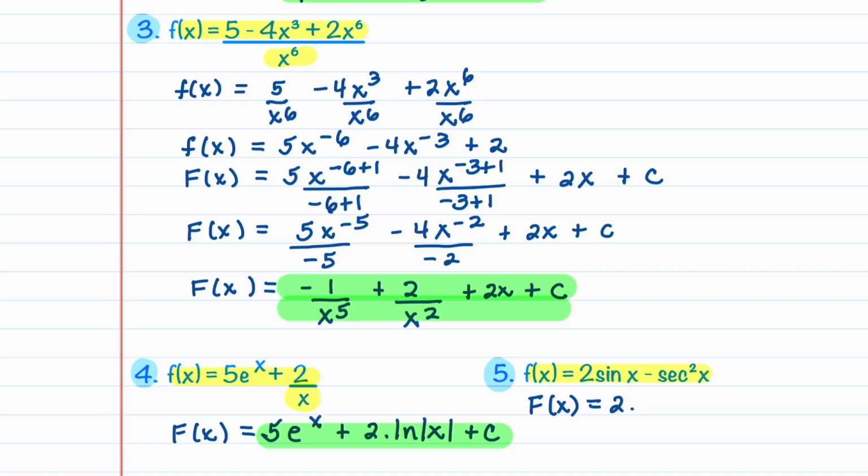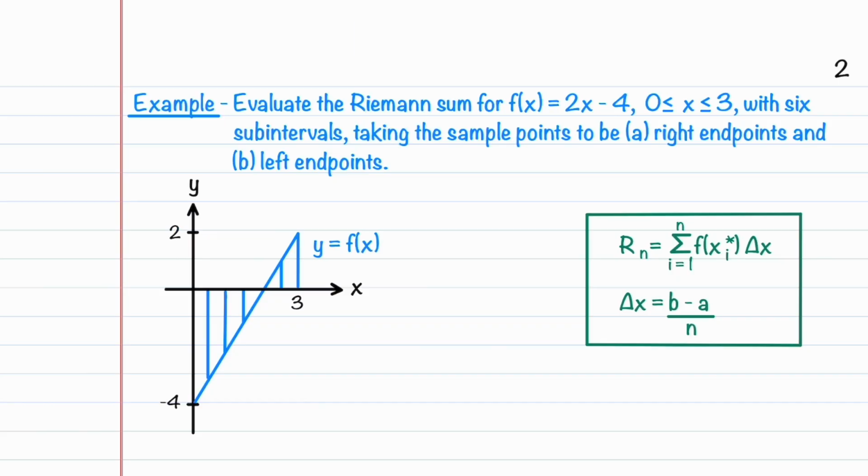The antiderivative of sine x is minus cosine x. And then we subtract off the antiderivative of secant squared, and that is tangent x. And then we add a plus c. We can rewrite this as capital F of x is minus 2 cosine x minus tangent x plus c.